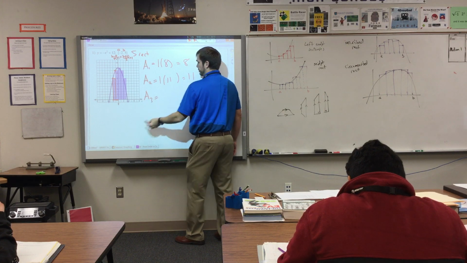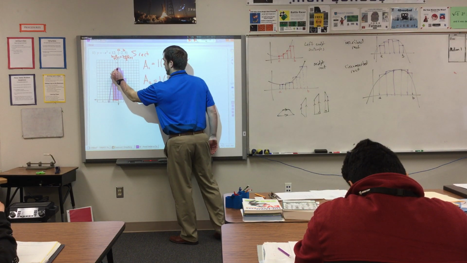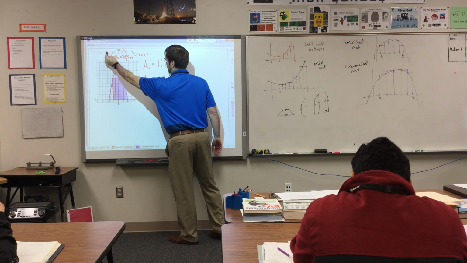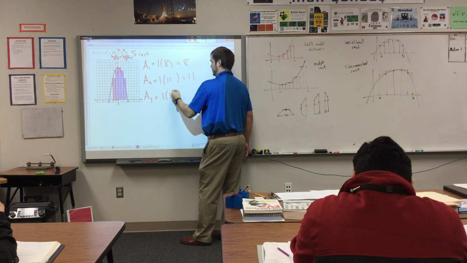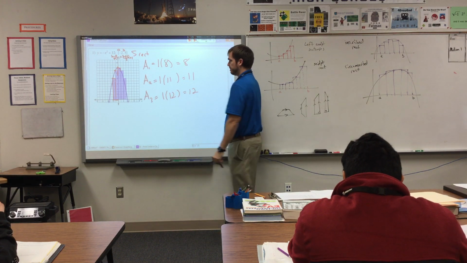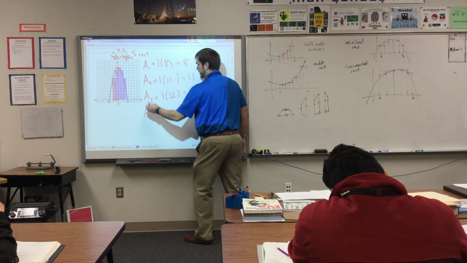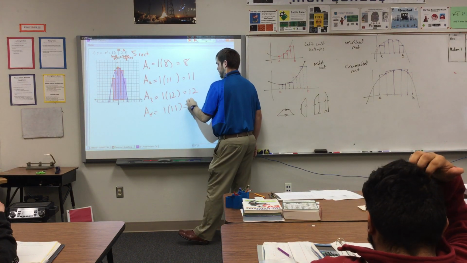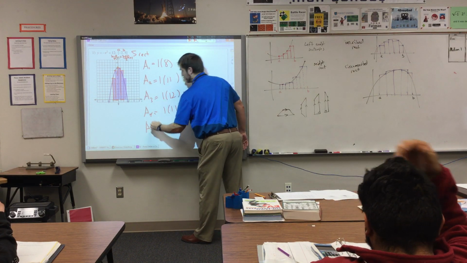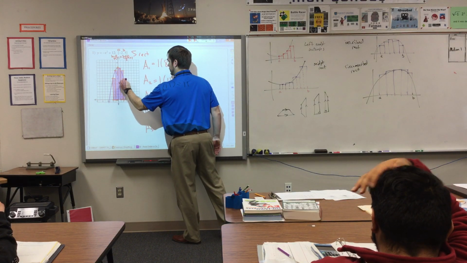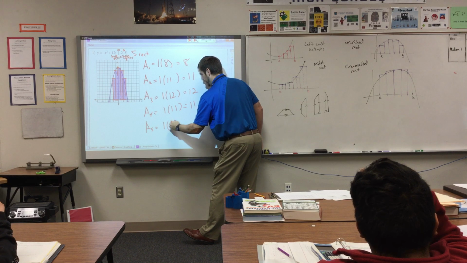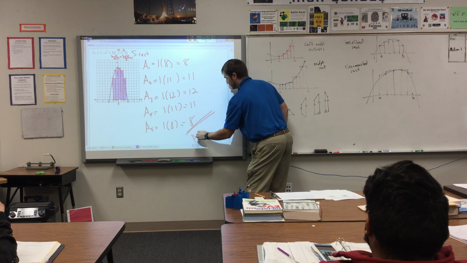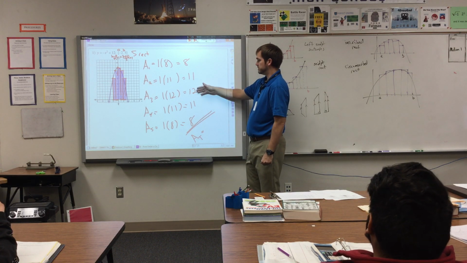So the area of rectangle 3, that goes up, we can plug in, this is the left endpoint of 0, so we can plug that in. 0 squared, so plus 12, so it's 12. Area of rectangle 4 is 1 times 11, again, 11. And area of rectangle 5, 1 times 8, so that's 8. And then area total, 8 plus 11 plus 12 plus 11 plus 8.